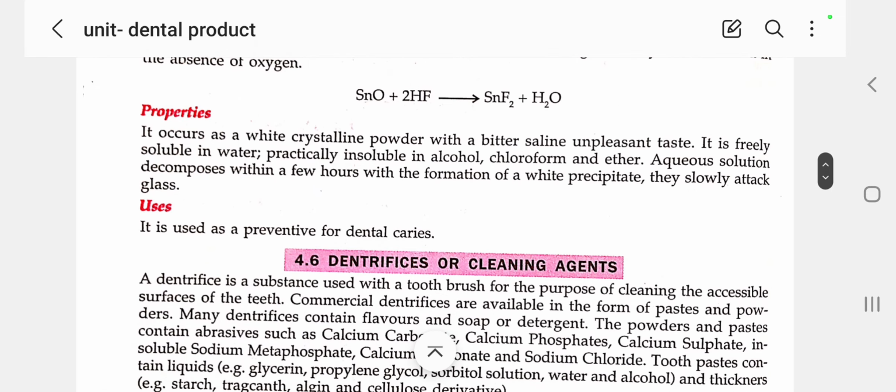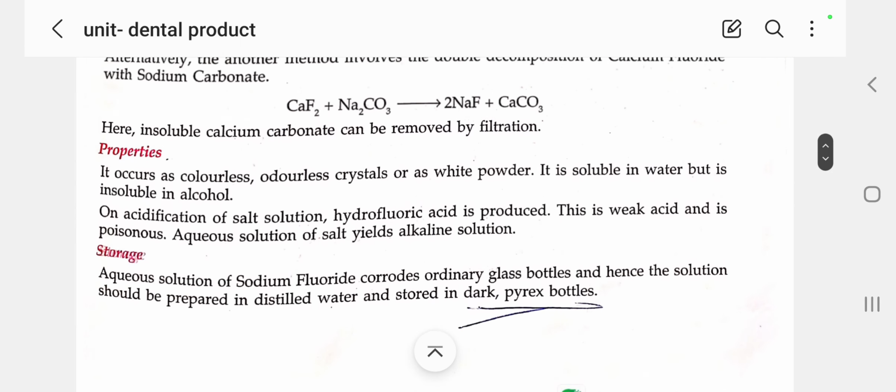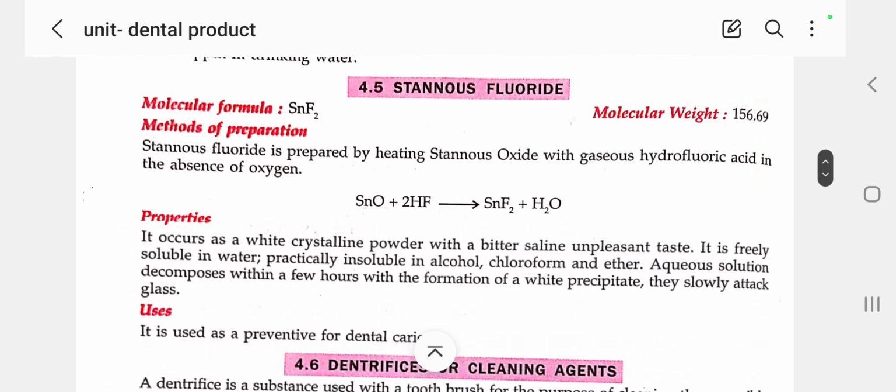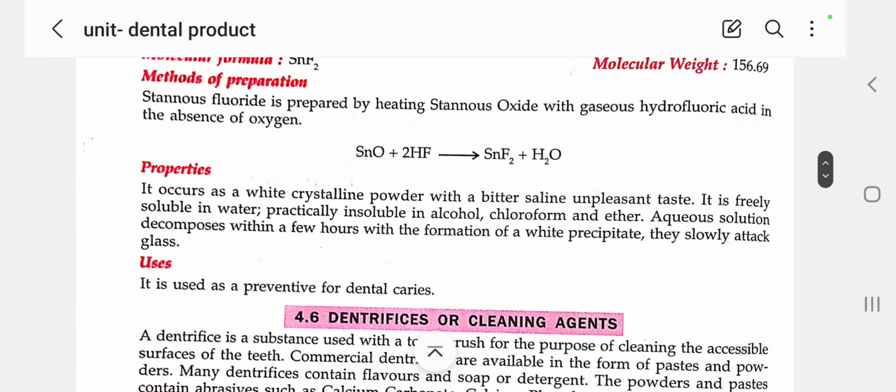and water. So now we'll see the properties; we already discussed sodium fluoride. It is colorless, odorless crystal or white powder. It is soluble in water but insoluble in alcohol. But stannous fluoride occurs as a white crystalline powder with a bitter, saline, unpleasant taste. It is freely soluble in water, practically insoluble in alcohol. Sodium fluoride is also insoluble in alcohol, but freely soluble in water.